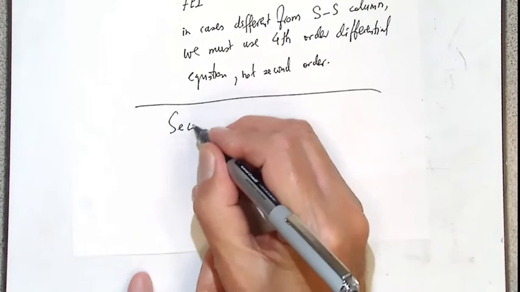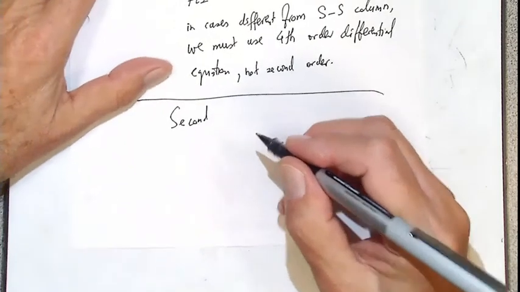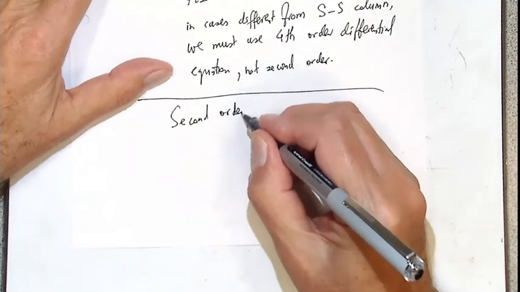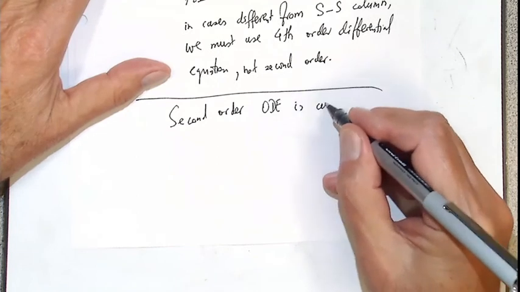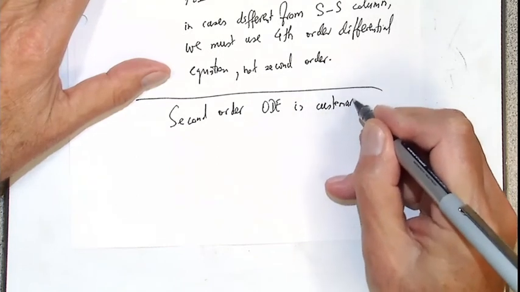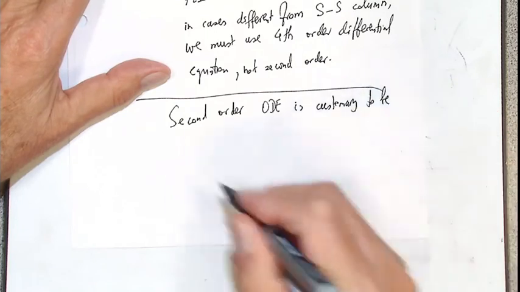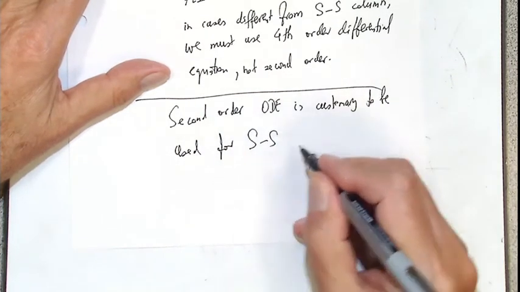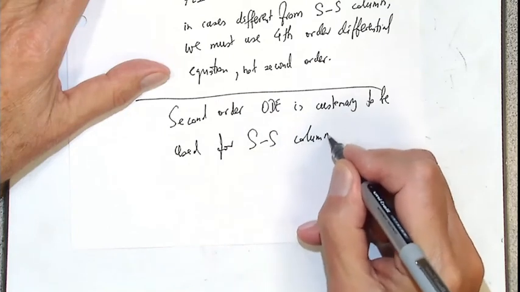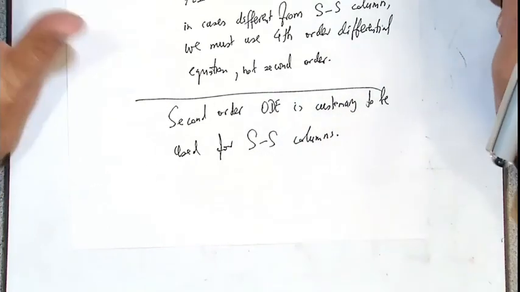Second order ordinary differential equation is customary to be used for simply supported columns. Any questions?